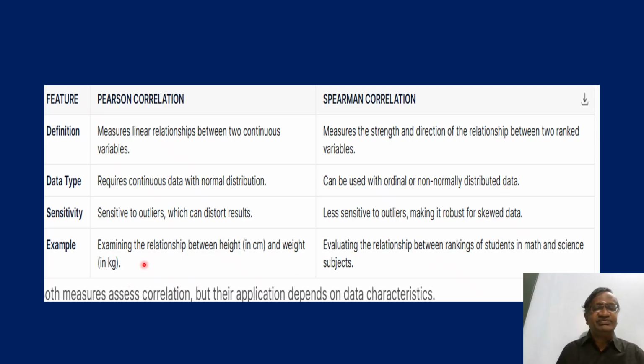Now here it is very simple. Height and weight, simply the relationship between height and weight. Here you can see this fellow is 3rd rank in maths, while 5th rank in science. One fellow is 4th rank in maths and science. So this is ranking in maths and ranking in science. Is there any correlation? This is Spearman correlation. Both are non-normally distributed data.